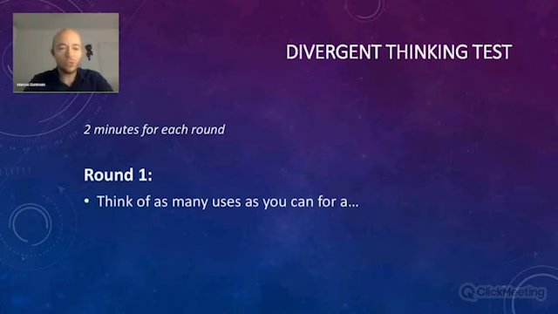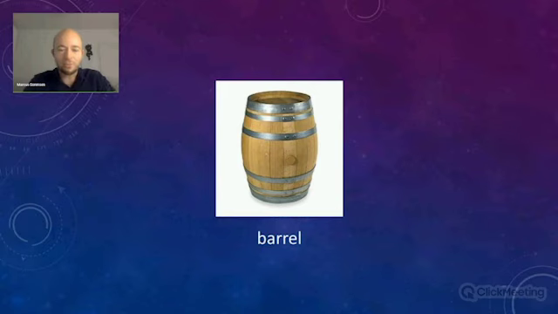So we're a little bit short on time, so I'm not going to give you 2 minutes for each round. You're going to have 1 minute for each round of this. In the first round, get your pen and paper ready now. You're going to be writing some things down. I'm going to show you an object on the screen, and your job is to think of as many uses as you can for a barrel. Go. As many uses as you can think of.